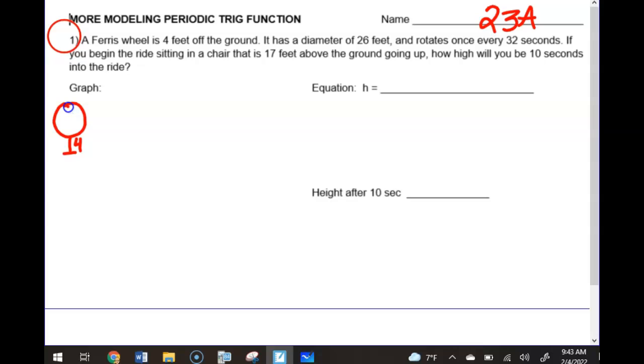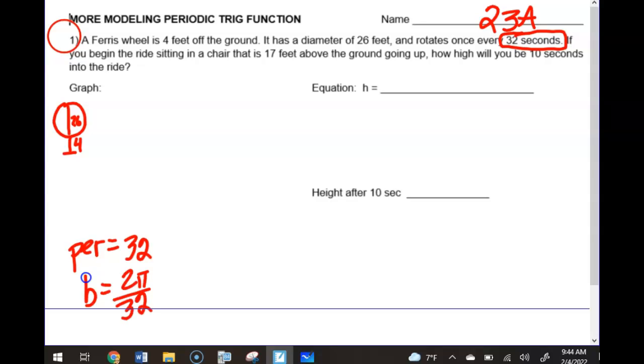Has a diameter of 26, so I'm gonna draw a little diameter 26. I don't know why I made that so tiny. I'm sorry, guys. It rotates once every 32 seconds. What is that telling us? If it does all the way around in 32 seconds, that means the period is 32 seconds. Good call. So our B value will be 2 pi over 32, which you can reduce. You don't have to if you don't want to, but okay.